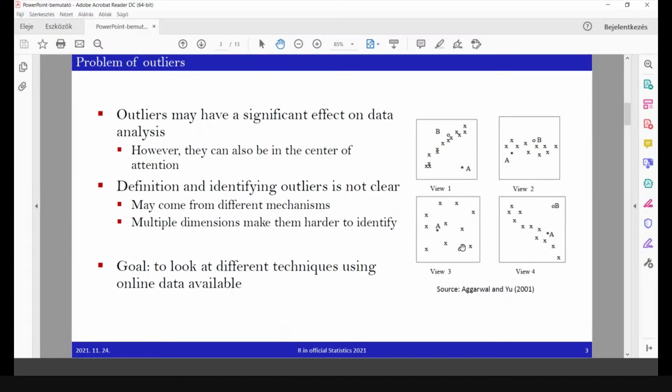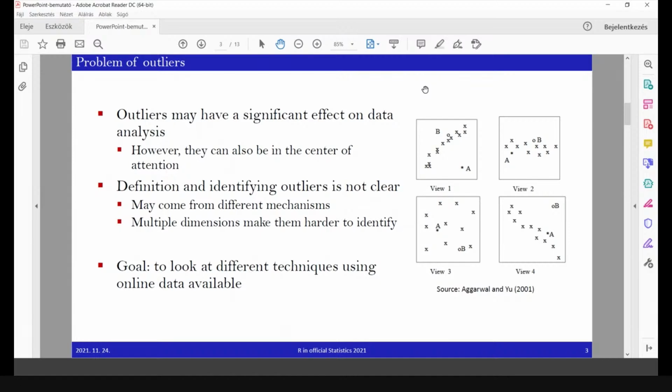And the definition of outliers is not exactly clear, especially in multi-dimensional settings. So I got this graph from Agarwal and Yu. This is the same database, but from different views. We can see that in view 1, a data point is clearly an outlier. But in all the other views, it is actually an inlier. But in the 4th view, B is an outlier, where everyone else is an inlier. So this is one of the problems with outliers. Multiple dimensions make them harder to identify.